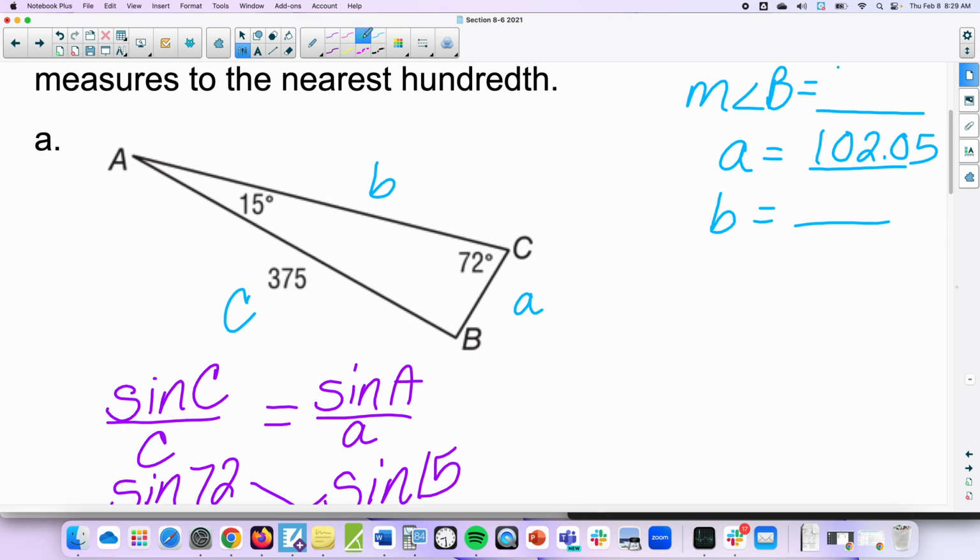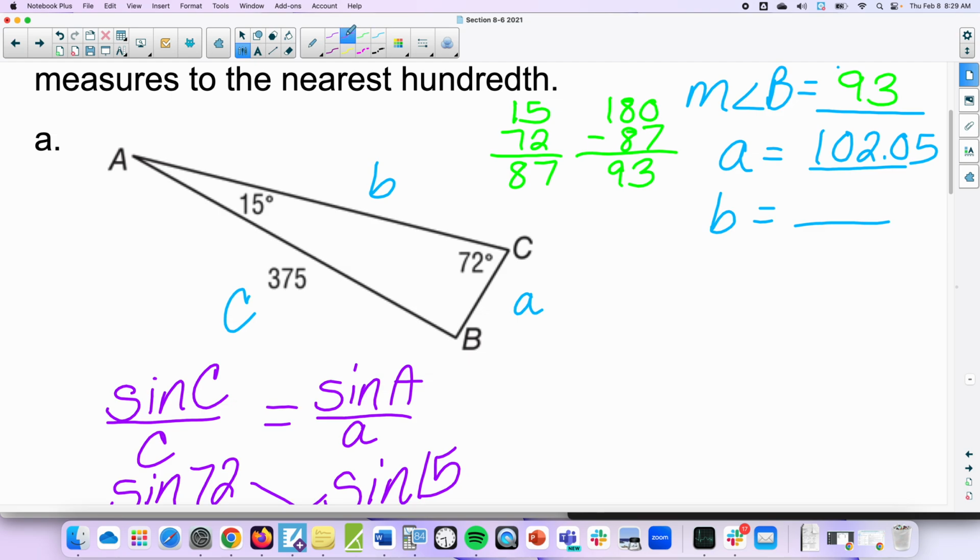So let's do that. Let's add A and C, which is 15 plus 72, which is 87. And then we're gonna subtract that from 180, and that would give us 93, and that would be angle B right here, okay? Now to do little b, we have to use law of sines again, okay?